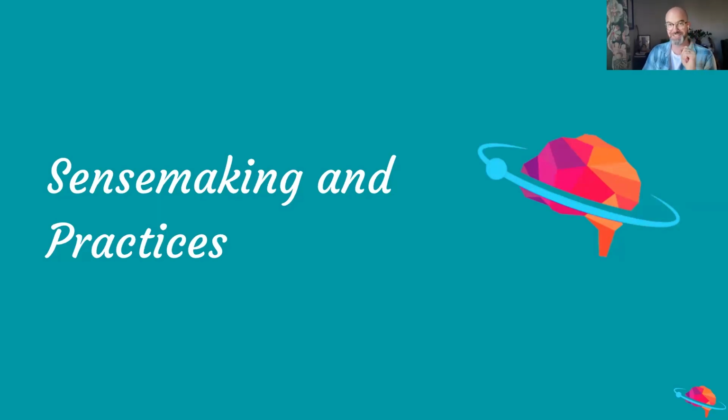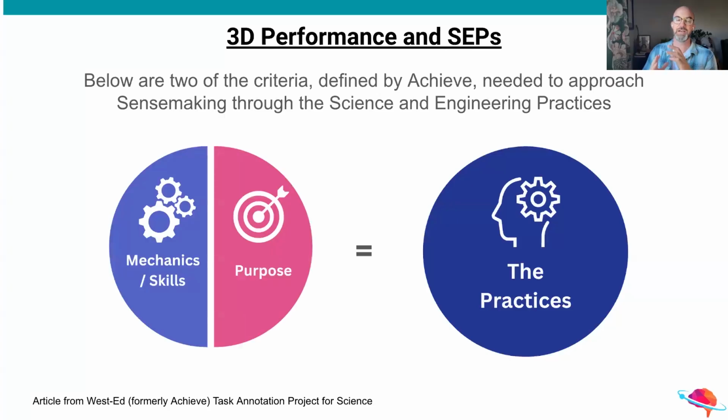In other Achieve articles, they talk about 3D performance and SEPs using two criteria. In order for us to say that students are engaging in the practices, they need to have these two criteria. First, they need to have the mechanics and the skills. So are you genuinely using a model? Do you need to do that? Well, then that's great. That's a part of the SEP.